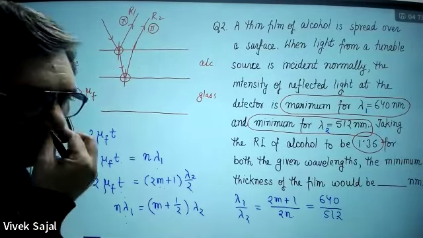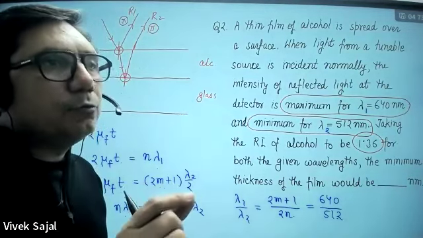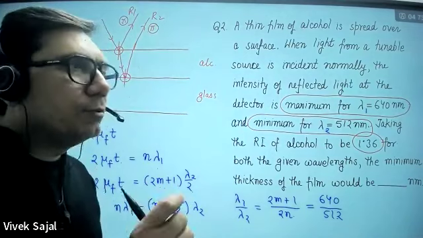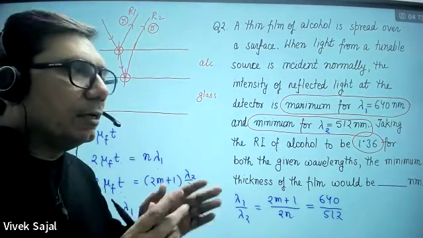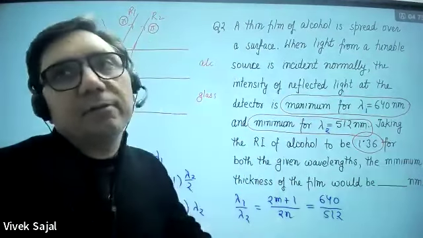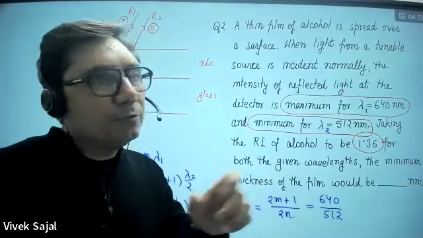Path difference: in the last class I have derived that path difference will be 2 mu t cos r. For normal incidence, this angle of incidence will be 0, angle of refraction will also be 0. So cos 0 will be 1. So that will be 2 mu t.